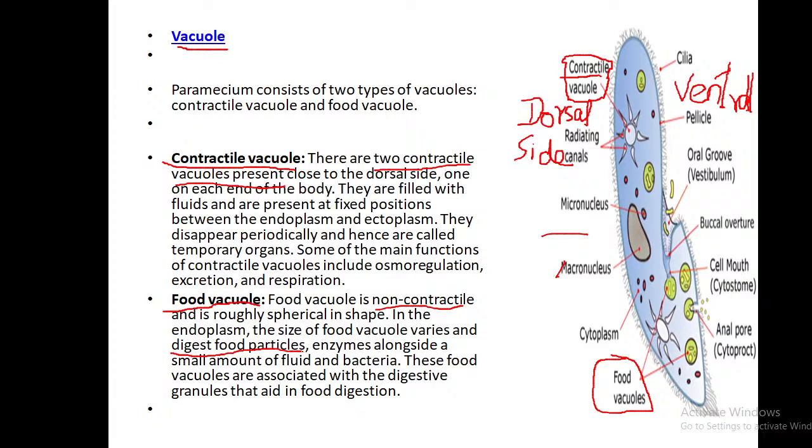Food particle digest ചെയ്യുന്നു എന്ന് വെച്ചാൽ അതിനകത്ത് enzymes കാണും. Lytic enzymes will be present in the food vacuoles. ഫുഡ് പാരമീഷ്യം എന്തിനെയൊക്കെ കഴിക്കുന്നത്? It feeds on amoeba, bacteria and smaller planktonic organisms.